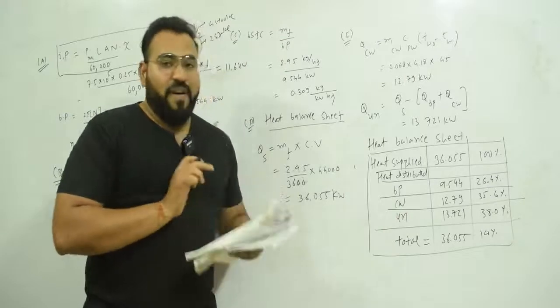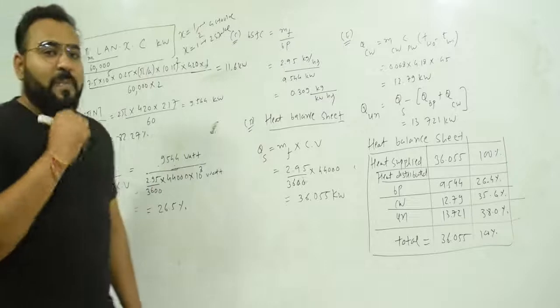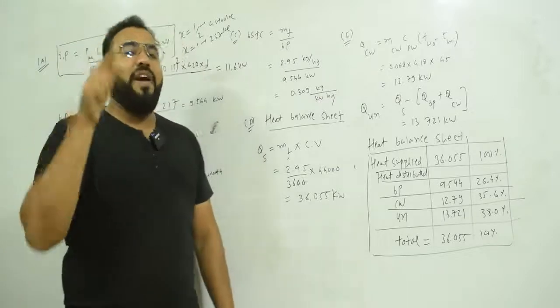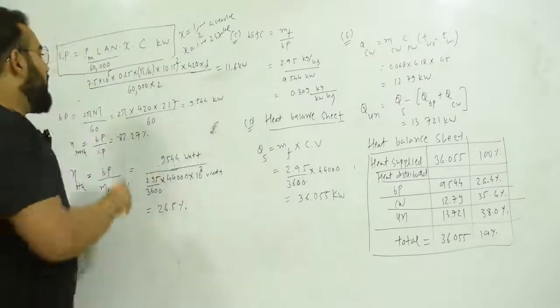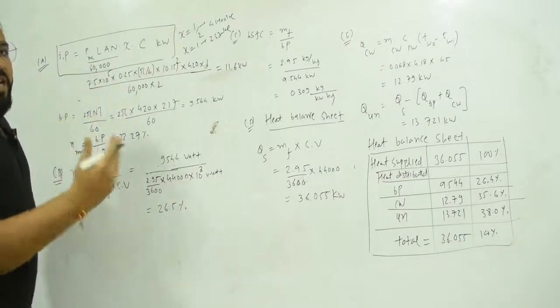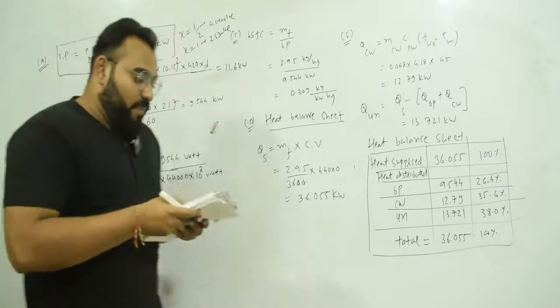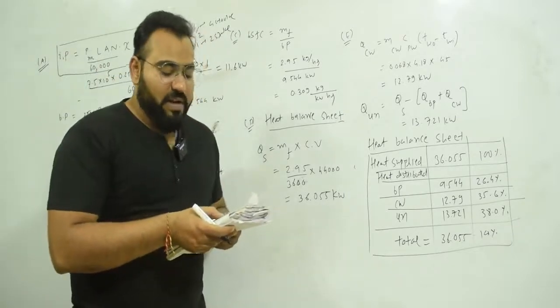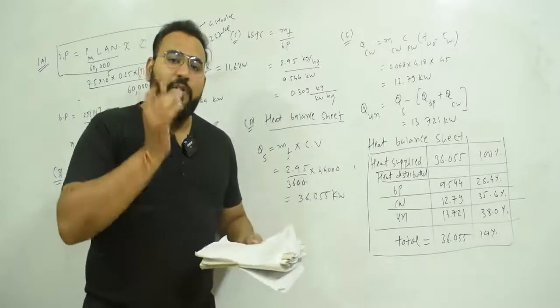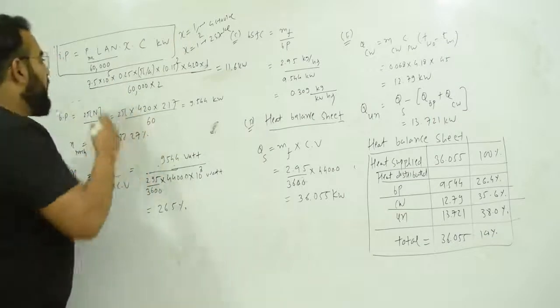Here let us see the mean effective pressure, which is given in the statement: 7.5 bar. So here I will write 7.5 bar. Always remember, if the value is in bar, you have to multiply by 10 raised to 5 to convert into Newton per meter square. So 7.5 multiplied by 10 raised to 5. Then multiply by the length of the stroke. The engine stroke is given as 250 mm, so you have to write it in meter. 250 mm means 0.25 meter.